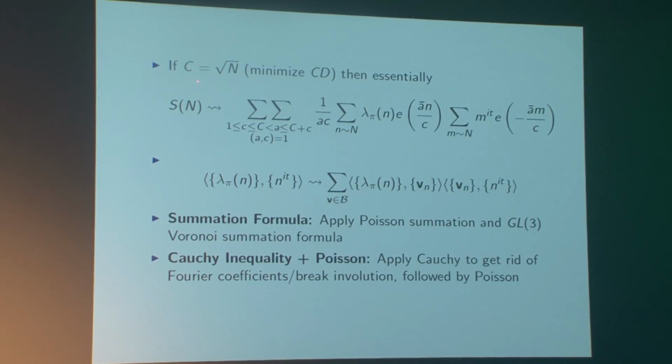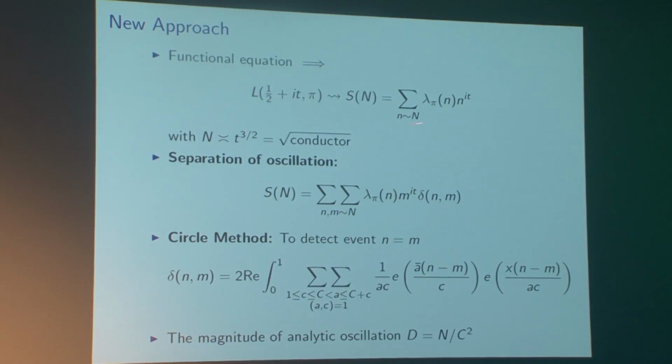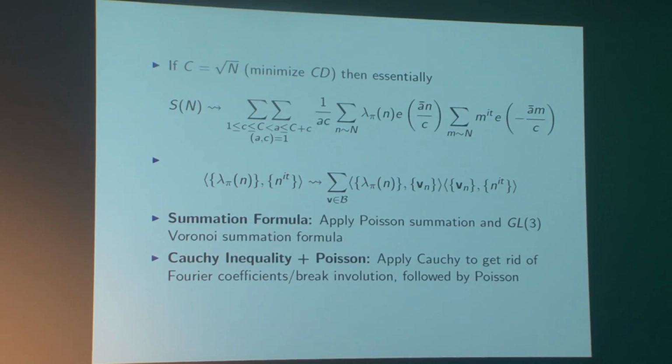Okay, so usually you'll pick c to be, so c is the modulus in the circle method. You pick it to be square root of the length of the summation, which is N, and that minimizes the conductor c times d in the circle method, and it gives an expression of this form. And this you can think of as, so initially your problem was to compute this sum. This is like a correlation. This is the inner product between the vector lambda_pi(n) and n to the power it, which is this. And here what you have is more or less the inner product of the vector lambda_pi(n) with this trigonometric function, and m to the power it with this trigonometric function.